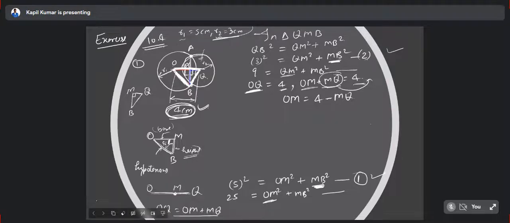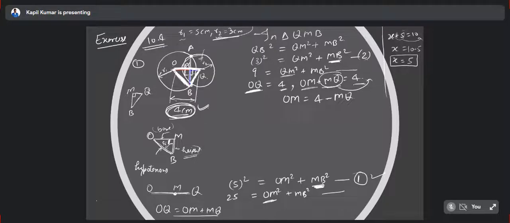Means this is like a simple equation. Let's suppose we have x plus 5 equal to 10. Then what is x? No, this plus 5 will go to this side. So it will become 10 minus 5.